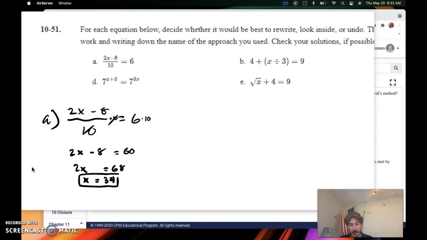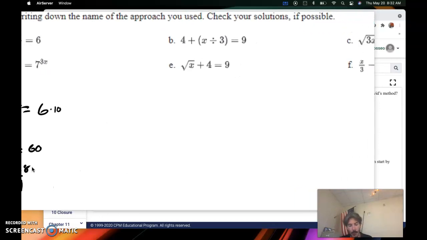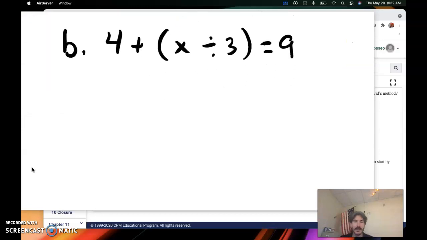Okay, let's check out letter B. B is 4 plus x divided by 3, and that's equal to 9. Now, depending on your perspective and experience, this might have a different start for all of us. Look at the way we even wrote that division. That's maybe a little weird for you, but I would go ahead and look inside here. And again, just because I'm going to do this one this way doesn't mean this is the way that you would start.